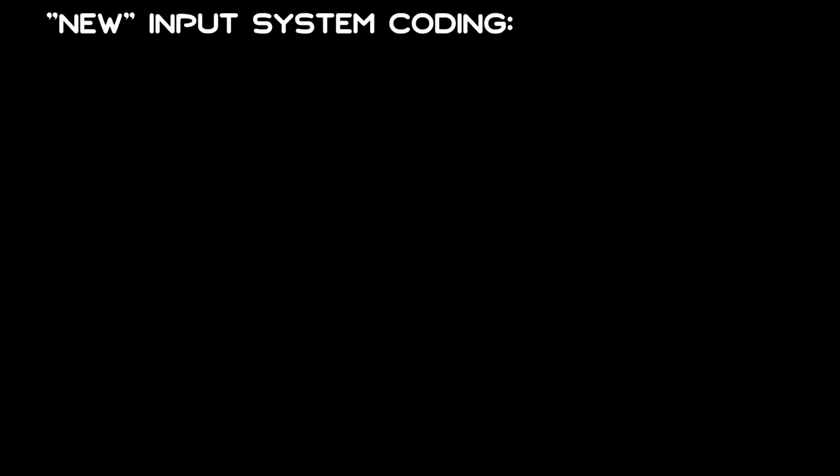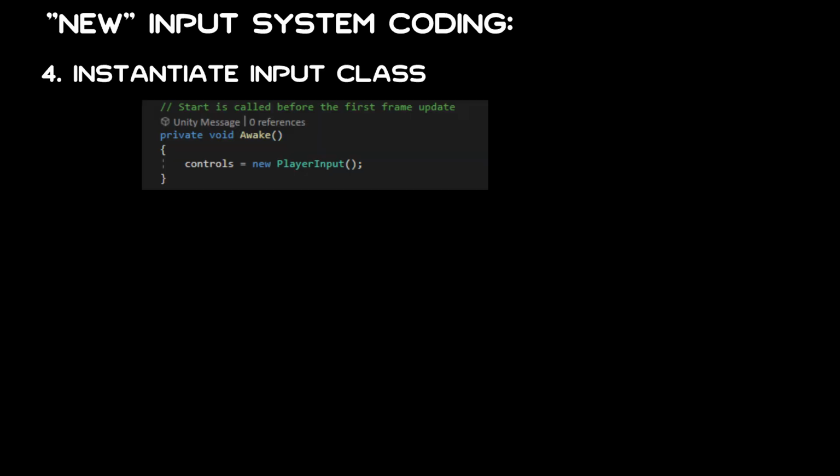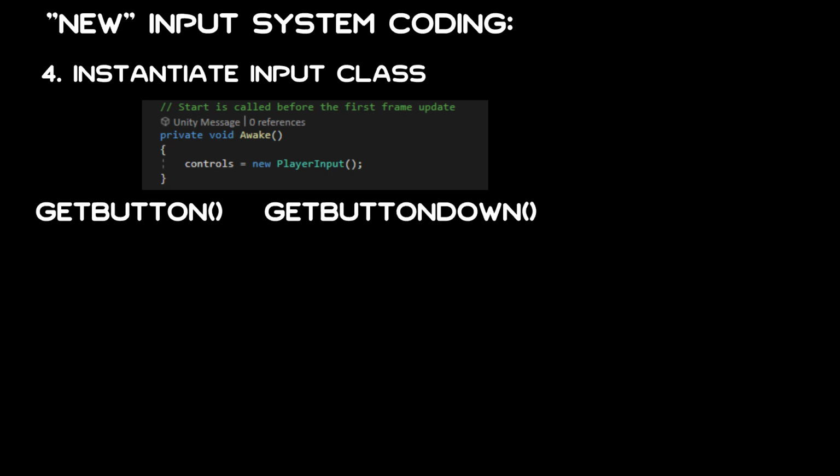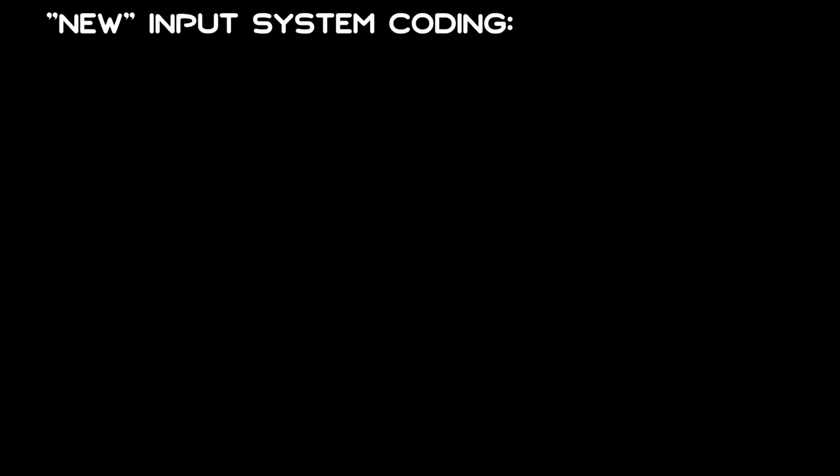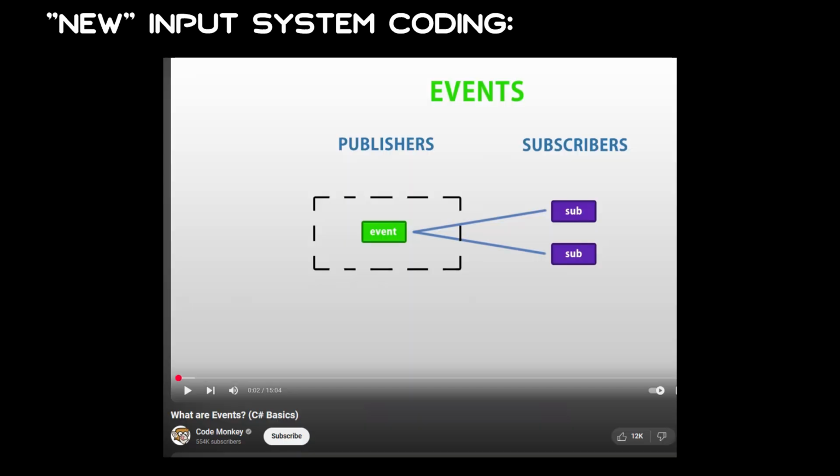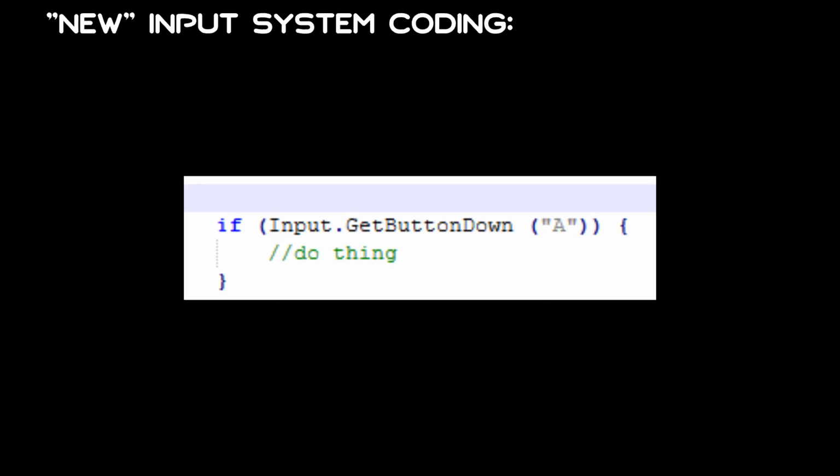Then, on awake, you need to instantiate a new instance of your input actions class, and then we can finally make the equivalent of get button down, or get button up. There's a slight problem here though. See, the defining feature about this input system is that it's based off of C# events rather than booleans of the button's state. So we don't have those functions anymore.